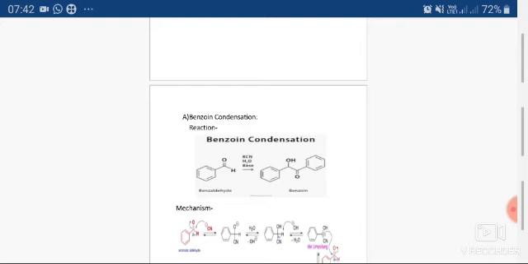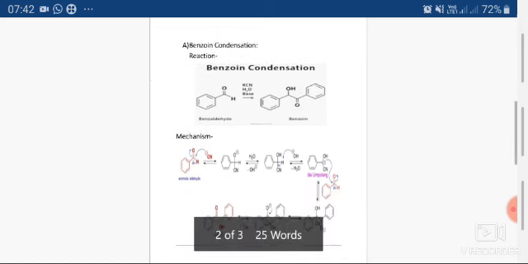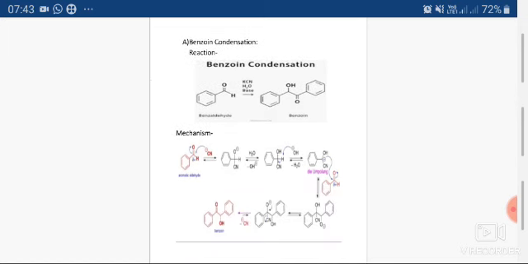This is a simple reaction because there are three components. One is benzaldehyde, another is potassium cyanide with base, and third is benzoin, that is the product. Then we are going to see the mechanism of the reaction.